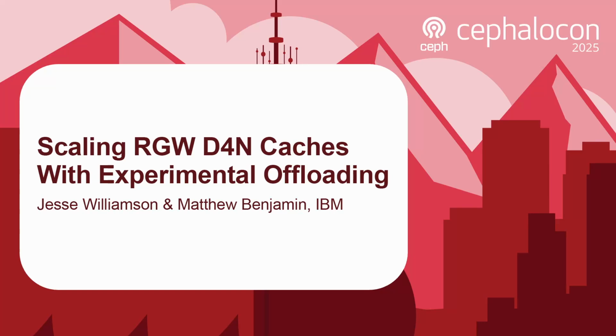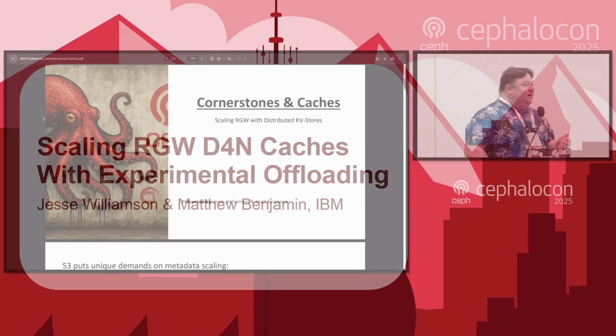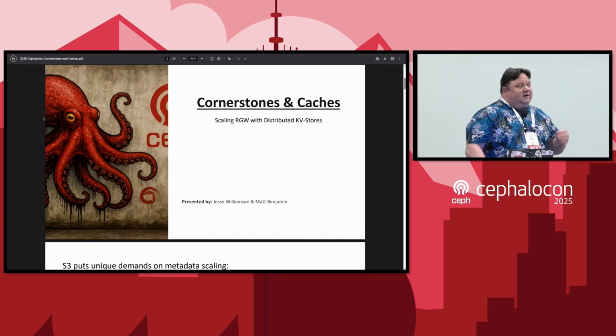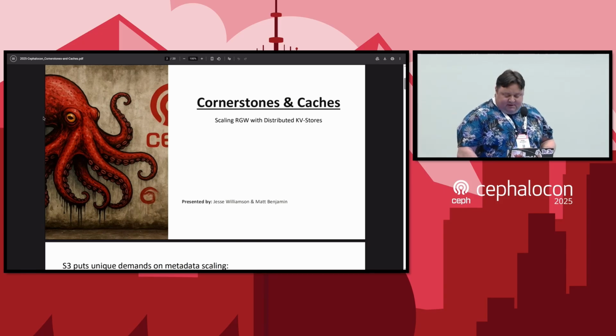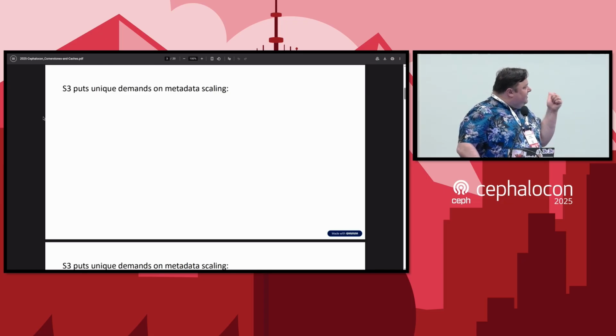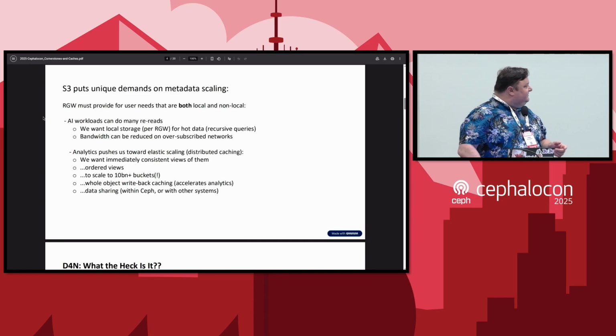Cornerstones and caches. We're going to be talking about some current work based on improving performance in areas of RGW. As you know, S3 puts a lot of interesting demands on metadata and different kinds of queries that can run.